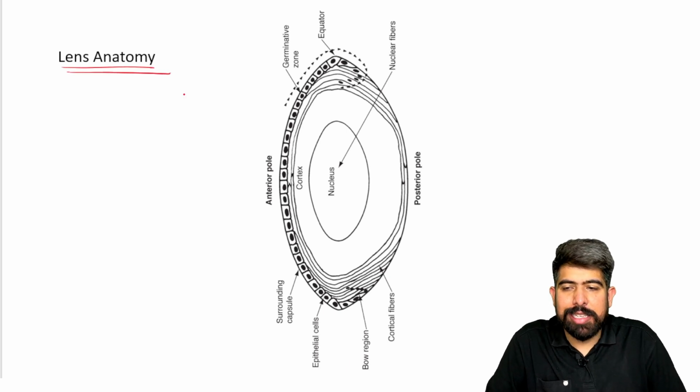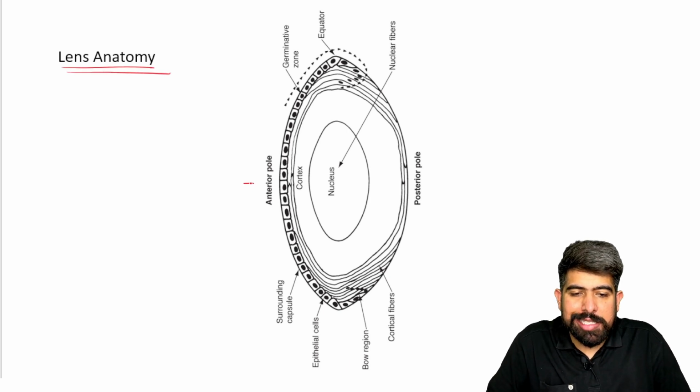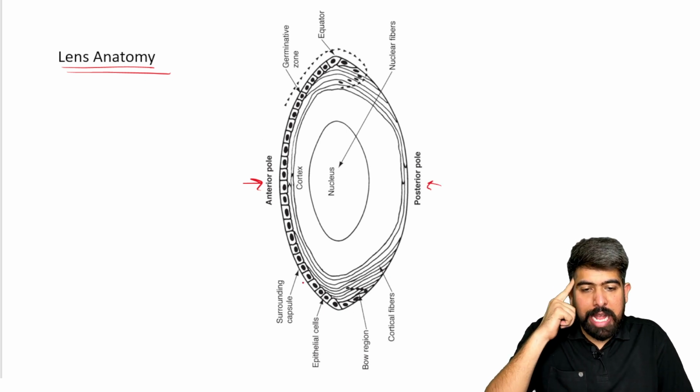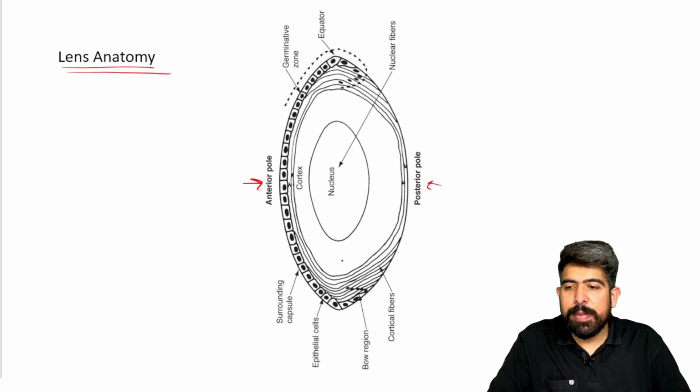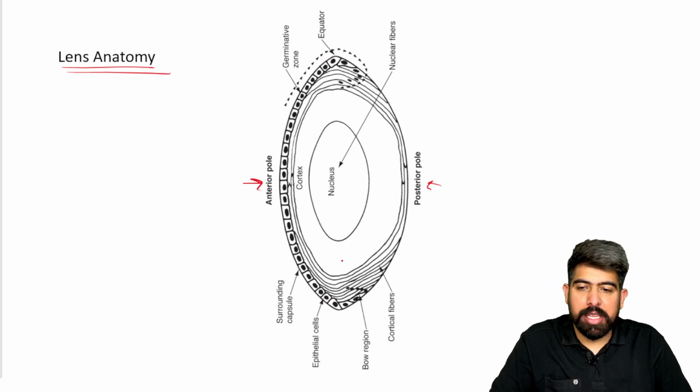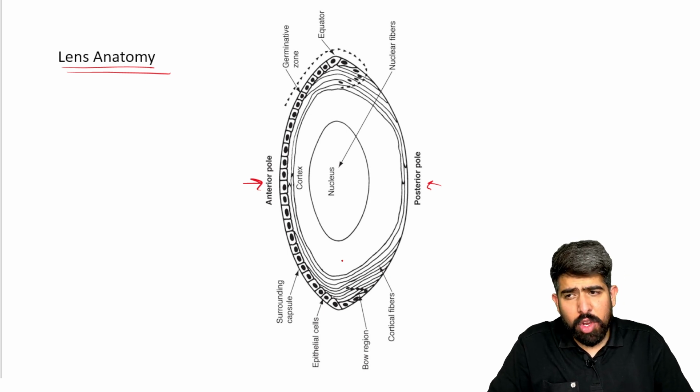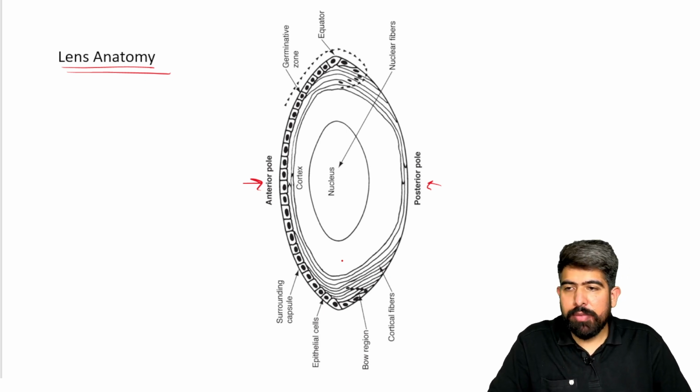So before starting the cataract, as I told you, we talked about the anatomy of the lens. This is the anterior pole of the lens, and this is the posterior pole. In the anterior part we have the epithelium. What about posteriorly? Posteriorly we don't have any epithelium.